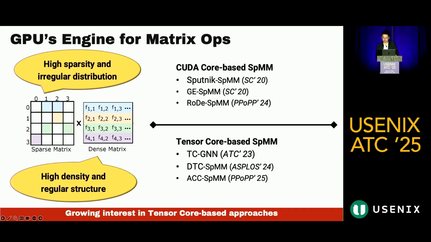But things changed a little bit after 2023. TC-GNN is the first one to make it possible to map the irregular SpMM onto regular Tensor Core hardware efficiently. Since then, more and more research studies have been looking into how to unleash Tensor Core power for the SpMM kernel.